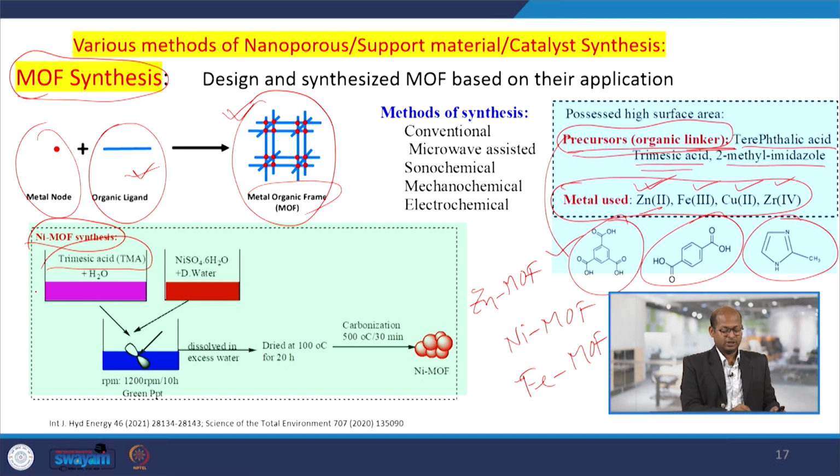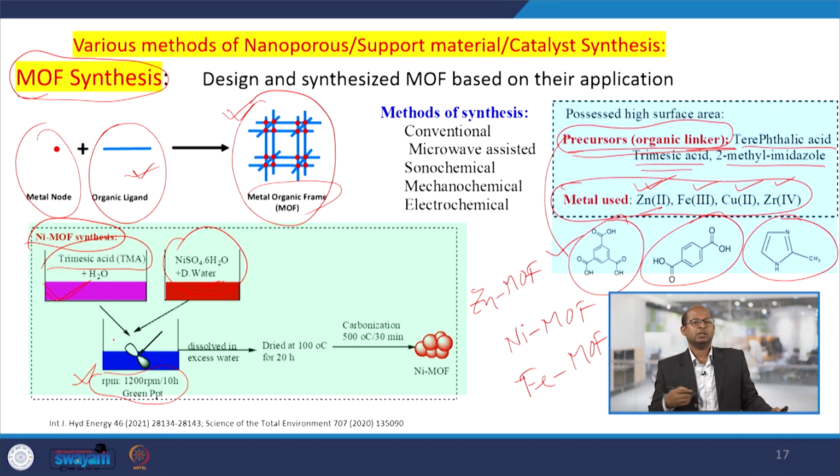First you have to take trimesic acid, and in water we make a solution. In another beaker we can take nickel precursors and distilled water solution, and then both we have to mix together in another beaker. Then we make that solution, and stirring will continue for, let us say, 10 hours. After some time we can see that some precipitation would be there.